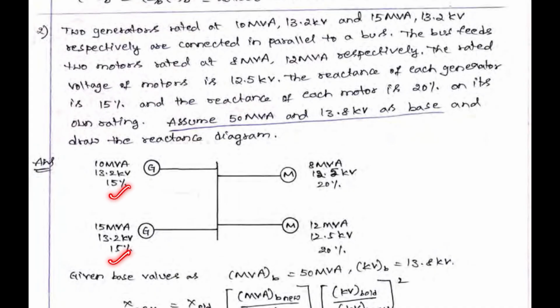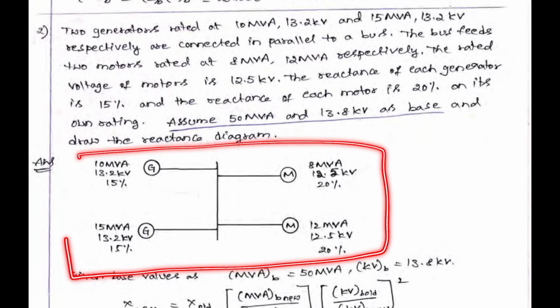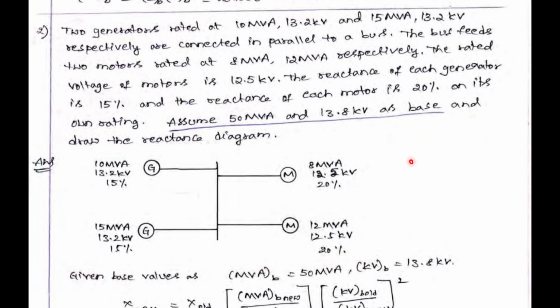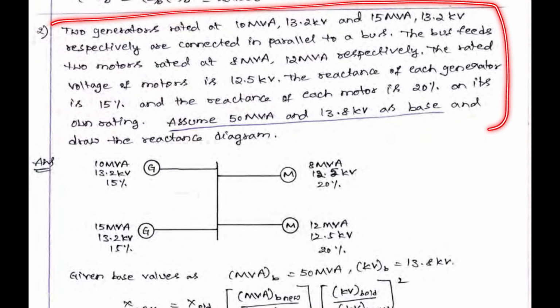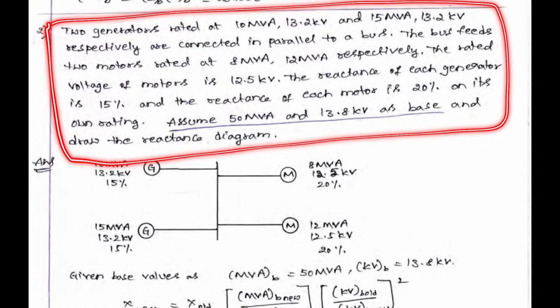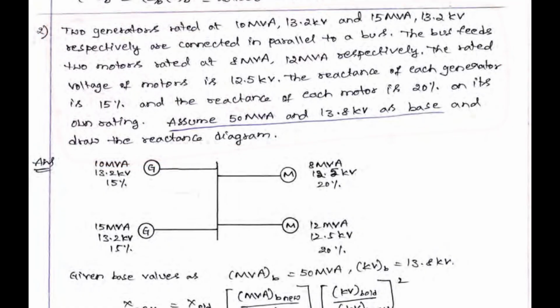For the generator it is 15% and the reactance of each motor is 20%. Okay, so it is the diagram. In examinations, sometimes the question paper may contain this diagram, and in some question papers you have to draw this diagram based on the information given. Based on the information given, you have to draw this diagram carefully.